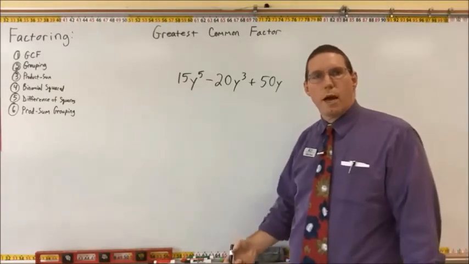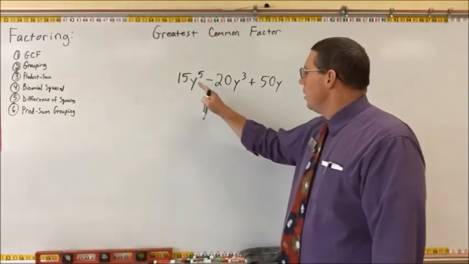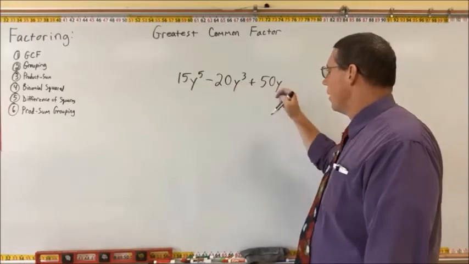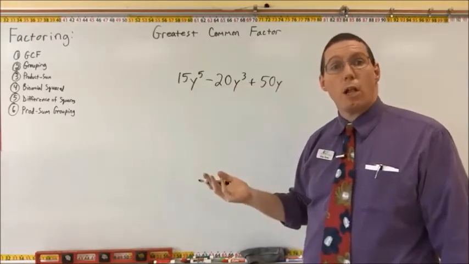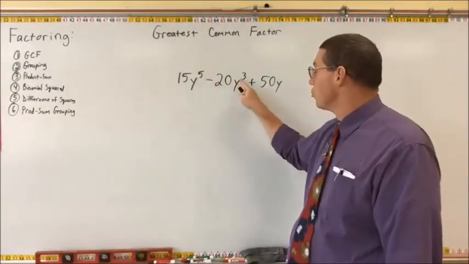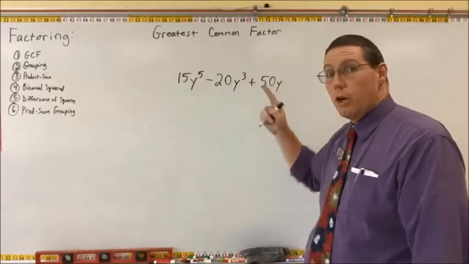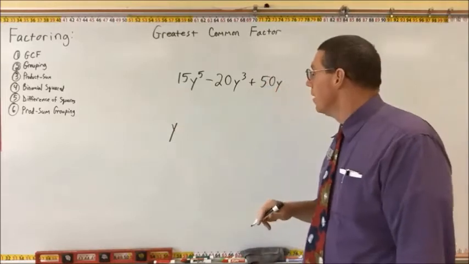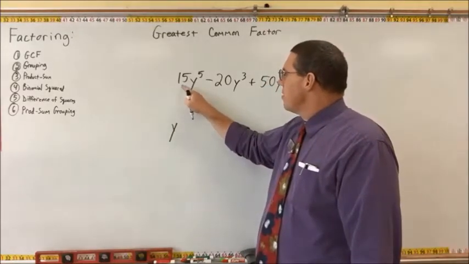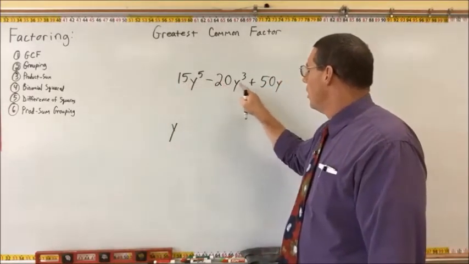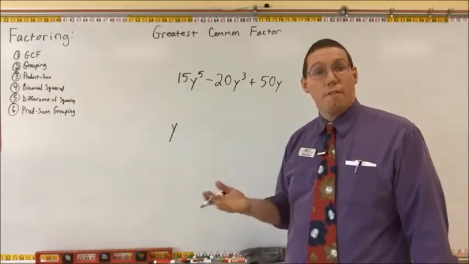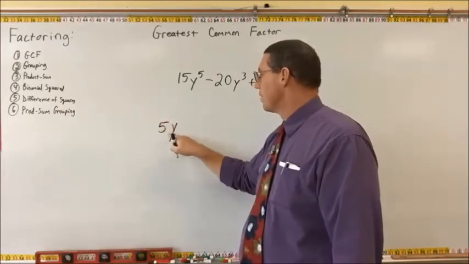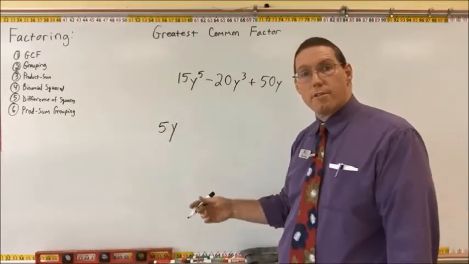All right, so let's see if you got it right. In each one of the terms, there is a variable. We've got a y here, and a y here. Now, what is the smallest number? Well, there's 5 y's here, there's 3 y's here, and there's 1 y here. So we can only take 1 y out. Is there a number that divides into 15, 20, and 50? Well, 5, right? So we're going to factor out 5y. That is the greatest common factor.